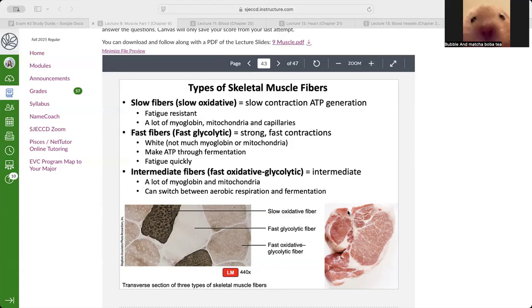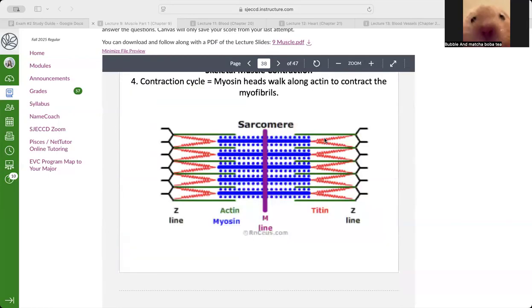So you make ATP by fermentation, where you do glycolysis out in the cytoplasm of the cell, followed by lactate fermentation. Okay, and that is all for chapter 9.